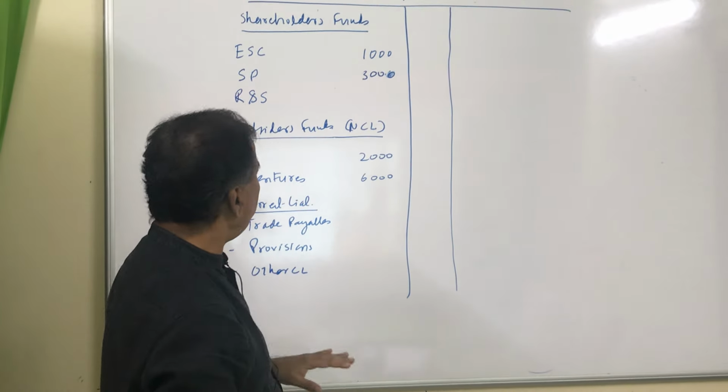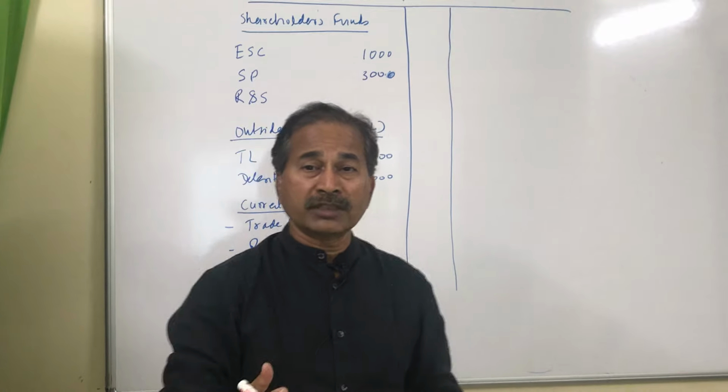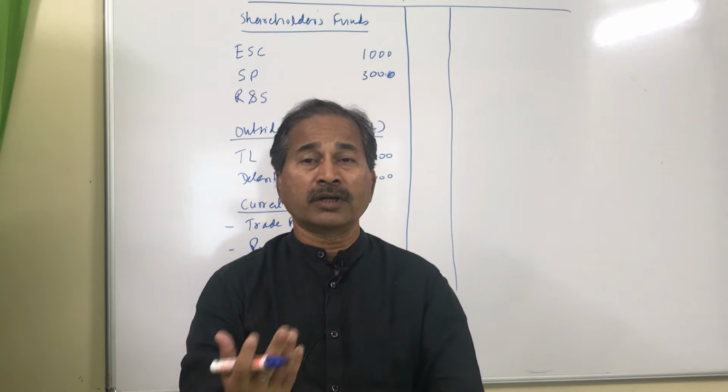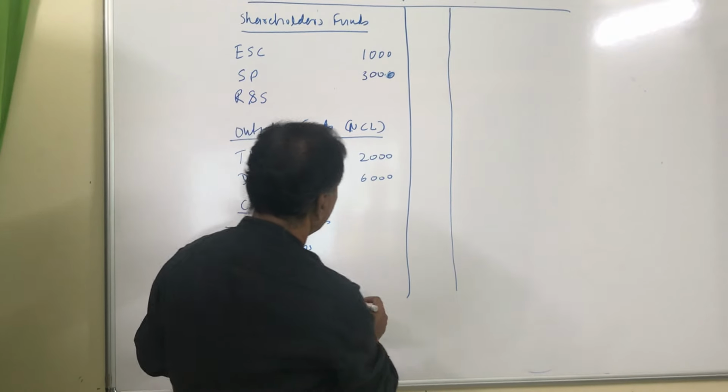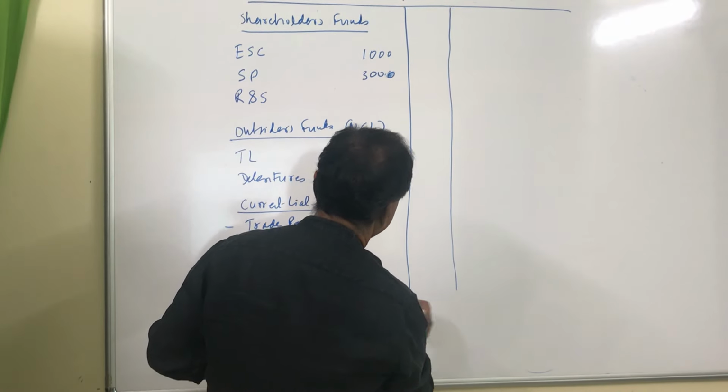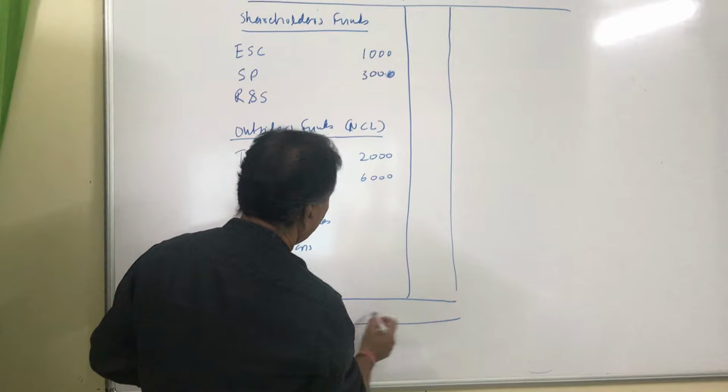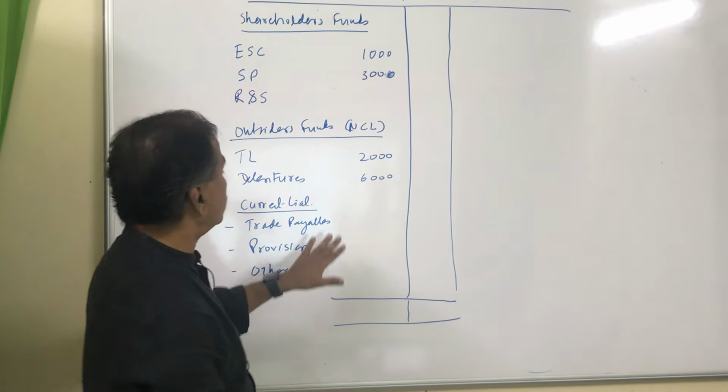So ट्रेड पेबल के अलावा, प्रोविजंस के अलावा भी कुछ पेमेंट ऐसे हो सकते हैं जो कि आपको करने पड़ेंगे. Those will come as part of your other current liabilities. So this is your liability side of the balance sheet.